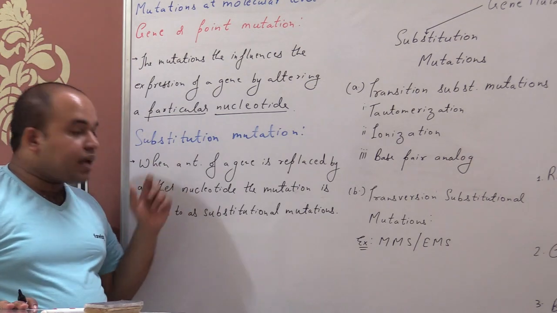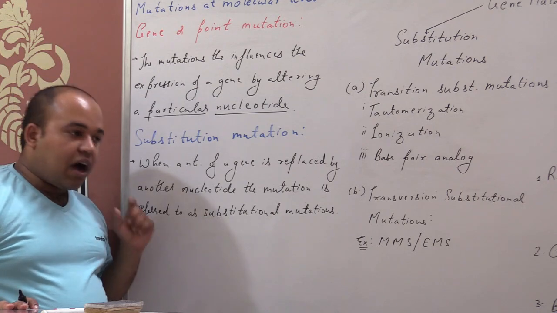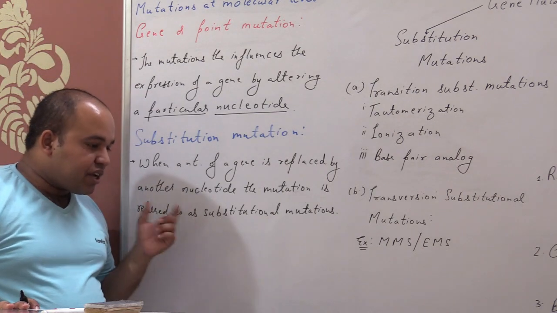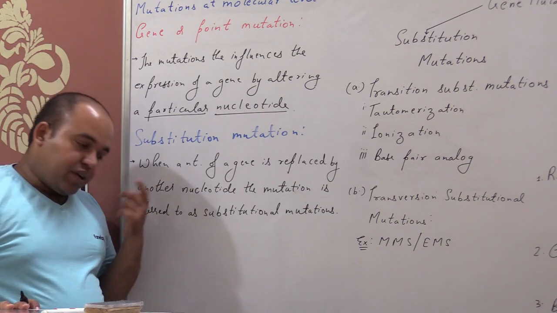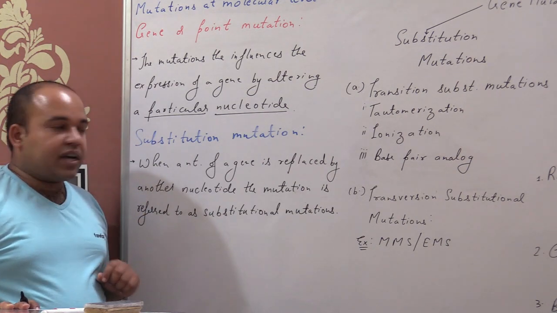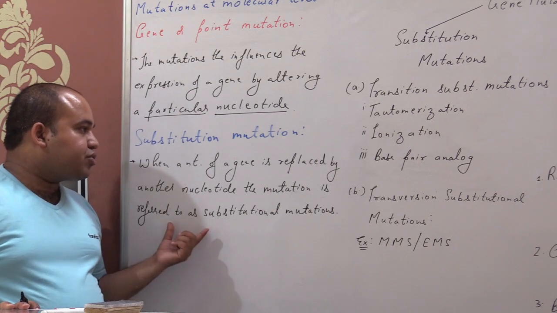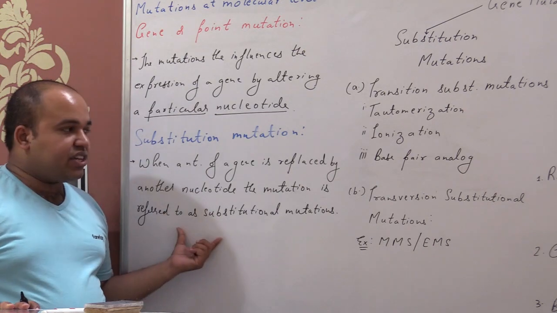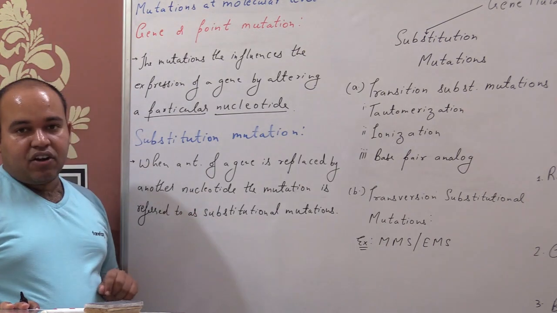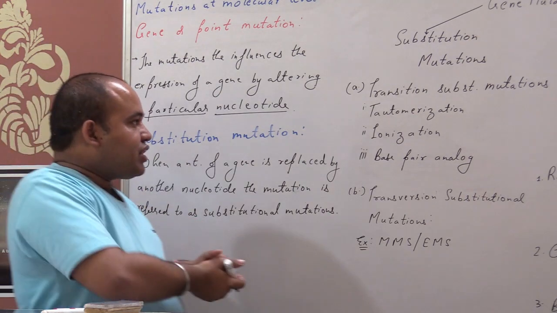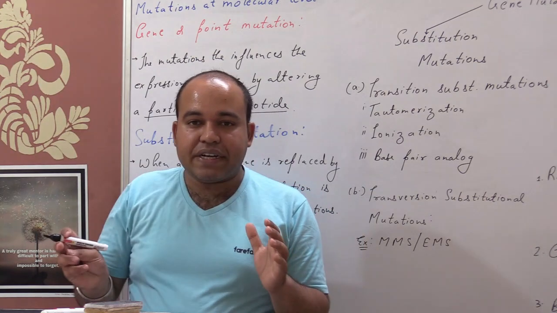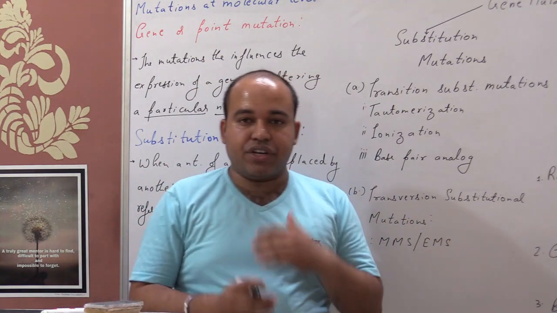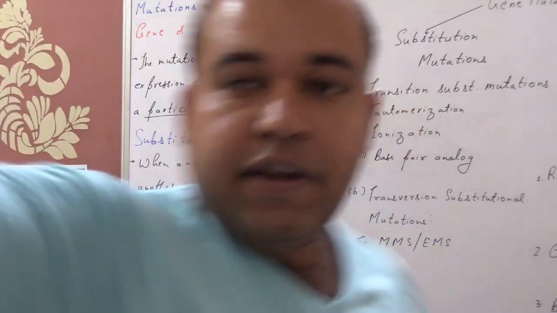Now, which are the different types of substitutional mutation? How does the substitutional mutation take place? It could be even spontaneous, that is inborn error of metabolism, or it could be caused due to tautomerization, ionization, or base pair analog. So let us focus upon the different types of substitution mutation, then we will talk about the different types of frame shift mutation. Okay, so please look here.